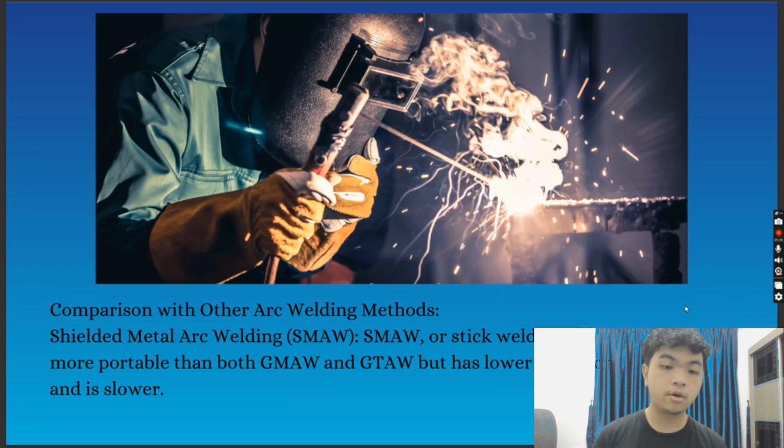Now I'm going to talk about comparison with other arc welding methods. Shielded metal arc welding, or stick welding, is more portable than both GMAW and GTAW, but has lower precision and is slower.